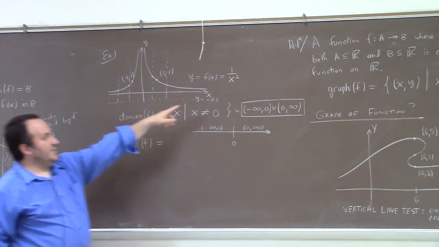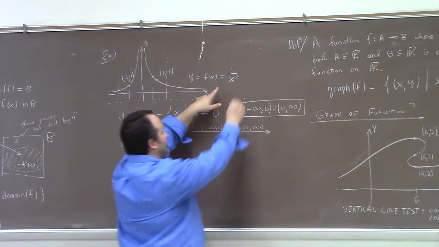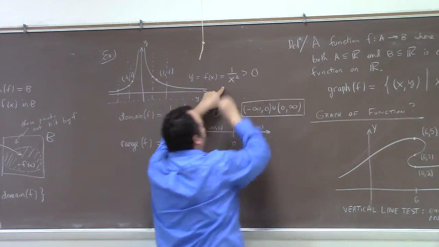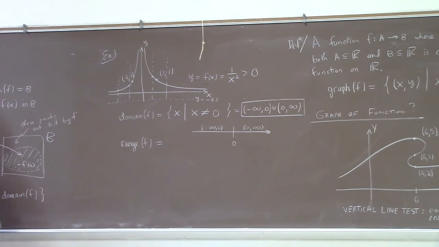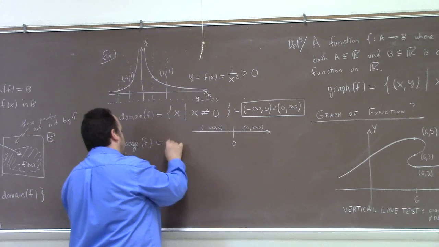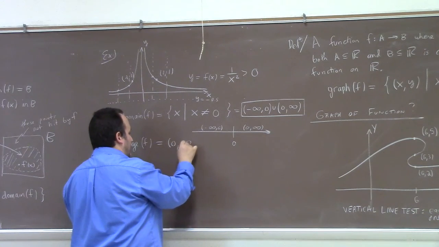If you look at the formula, this is what? This is greater than 0, right? It can't even be 0. Can you have 1 over x squared equal to 0? No, you can't. You can get really, really close to 0, but you can never get there. So the range in this case is actually 0, not included, to infinity.